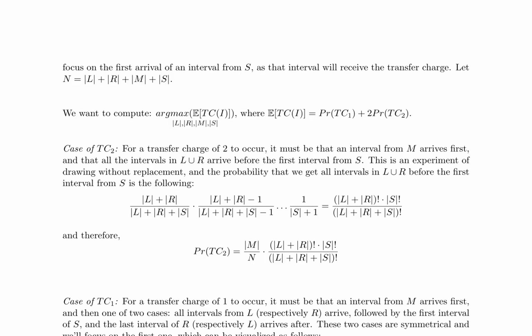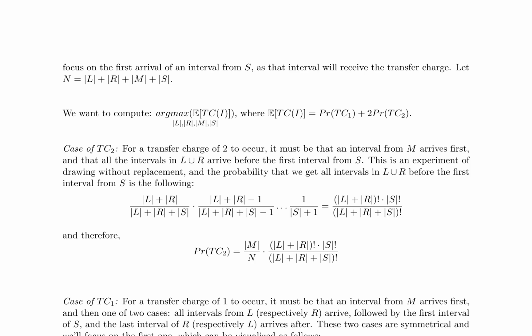In the computation of expected transfer charge, we consider two distinct cases, Tc1 and Tc2. Tc2 is more complex, involving drawing without replacement. The probability for Tc2 is calculated as a ratio of factorials, with the numerator being the product of factorials of L plus R and S, and the denominator being the factorial of L plus R plus S.